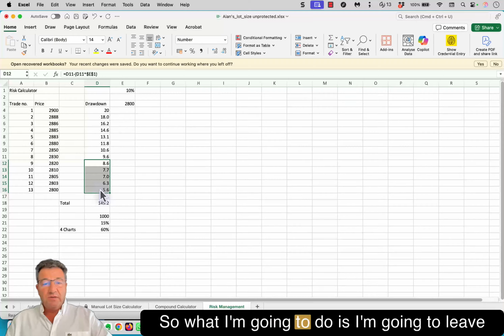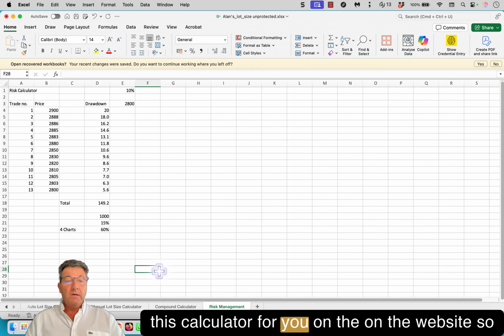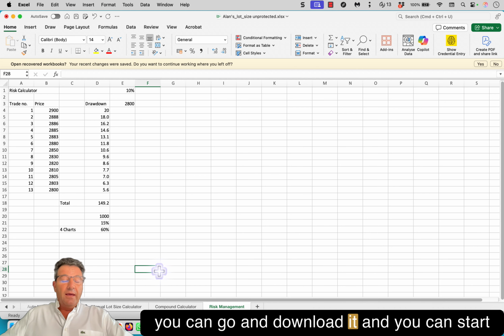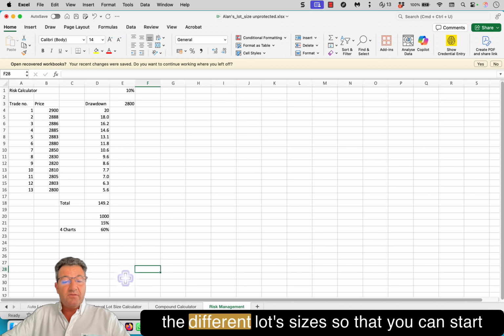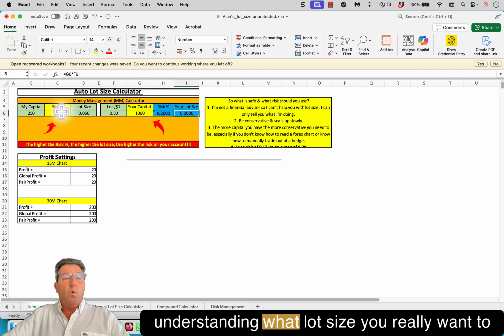So what I'm going to do is leave this calculator for you on the website. So you can go and download it and you can start messing around with the different figures and the different lot sizes so that you can start understanding what lot size you really want to use.